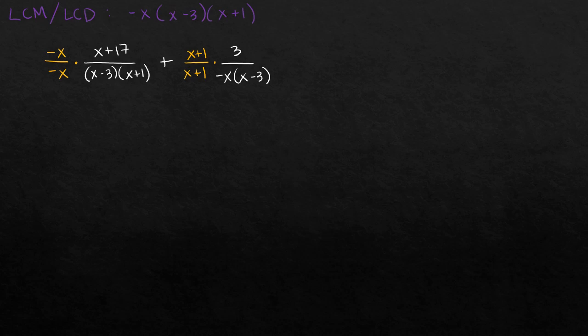Okay, our last term, we're going to do the same thing. This time we had 1 over x times x plus 1. And what we're missing from here, compared to that lowest common denominator, is x minus 3. We're missing x minus 3, and we're missing a negative. So we'll multiply by negative x minus 3 over negative x minus 3. Barely have enough space to fit it in there.